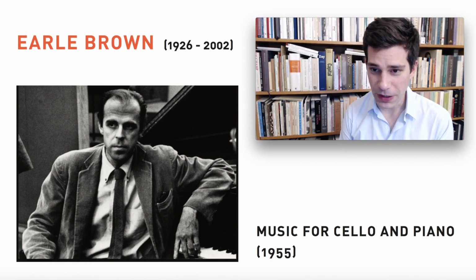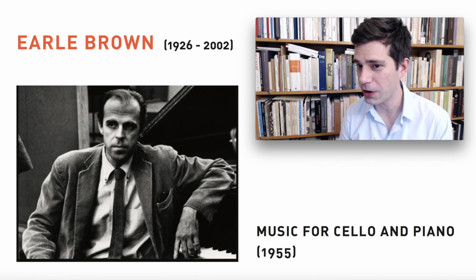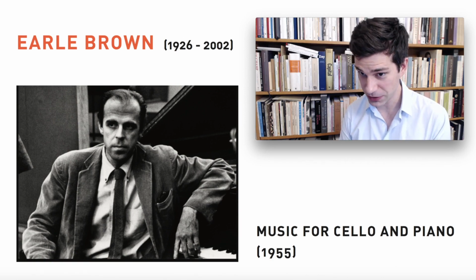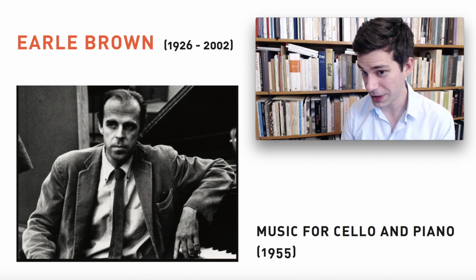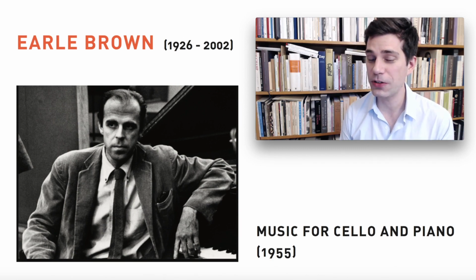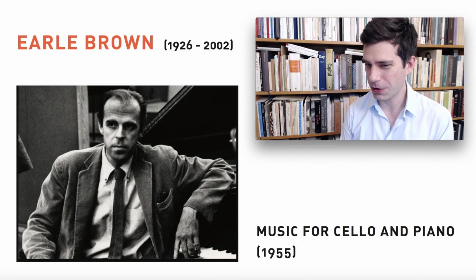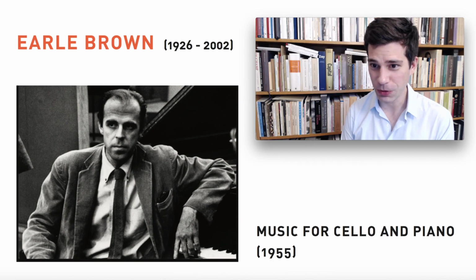So I'm going to start off with a general introduction to Earle Brown and his music and his aesthetics. I'm going to zero in on Music for Cello and Piano, talk about how this piece works and what makes it tick. And then I'm going to do something that I've wanted to do for a while, which is take a piece that is basically an open form piece and compare different recordings to see what they have in common. So that's what I'll do.